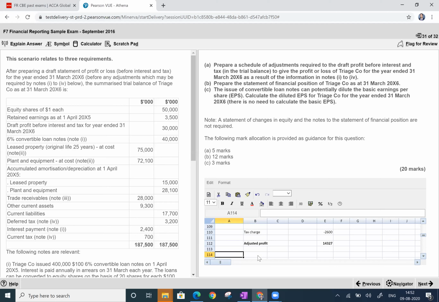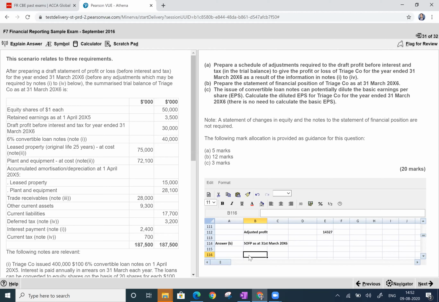Adjusted profit. So next one, answer B. Statement of financial position as at 31st March 20x6. So, dollar thousands, first you have to write assets. What are the assets you have? You have only two assets: leased property and plant and equipment.